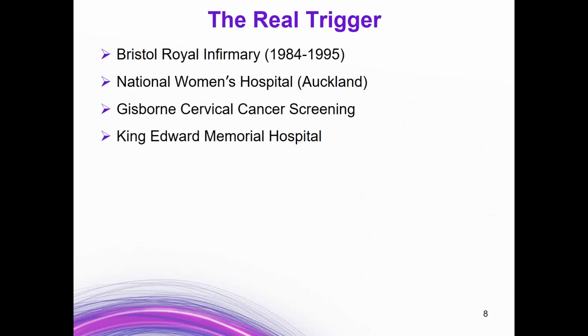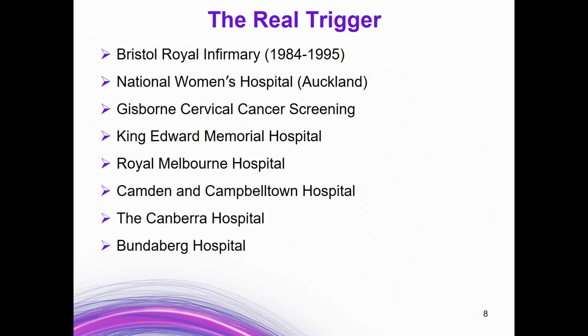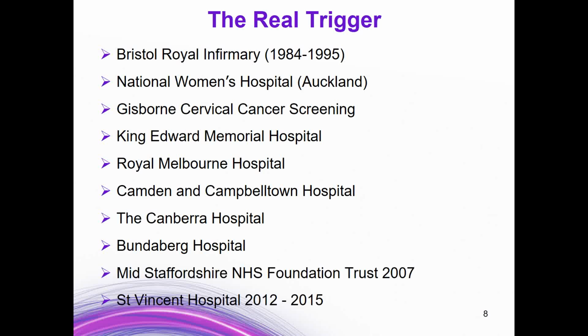This is just an example. When you have time, you can Google those cases. These are high-profile scandals in public and private hospital systems in the UK, New Zealand and Australia, and most recently the St Vincent hospitals between 2012 and 2015. There are many more. And the question is: the first biggest healthcare scandal was the Bristol Royal Infirmary, nearly 20-something years ago.